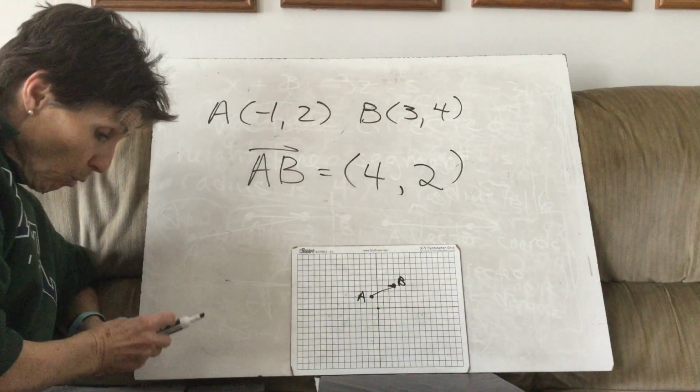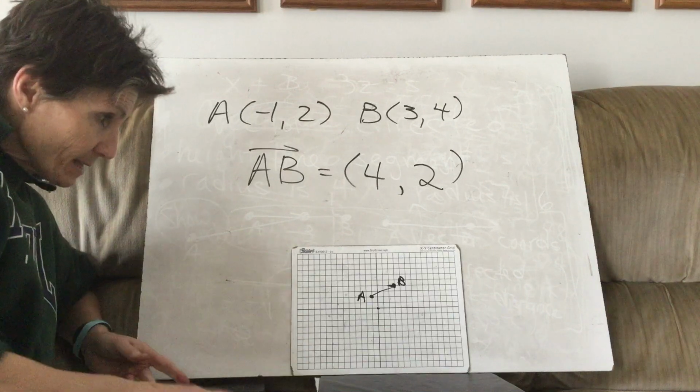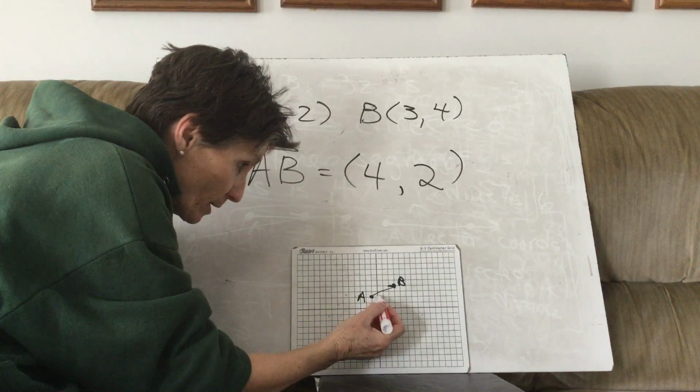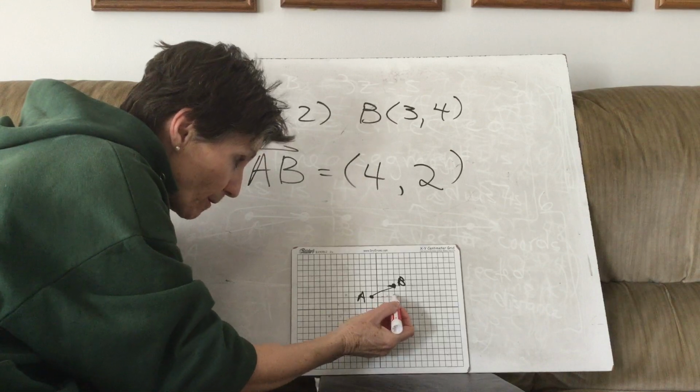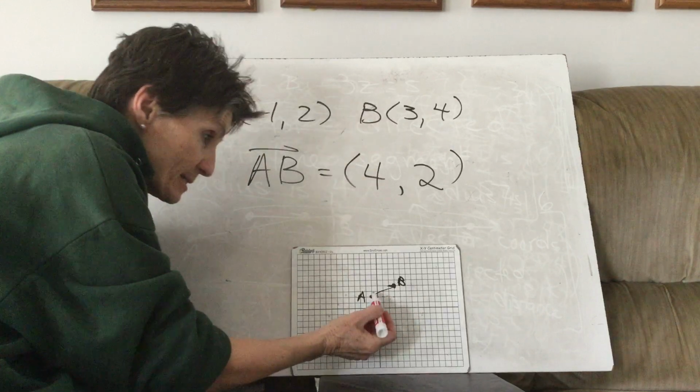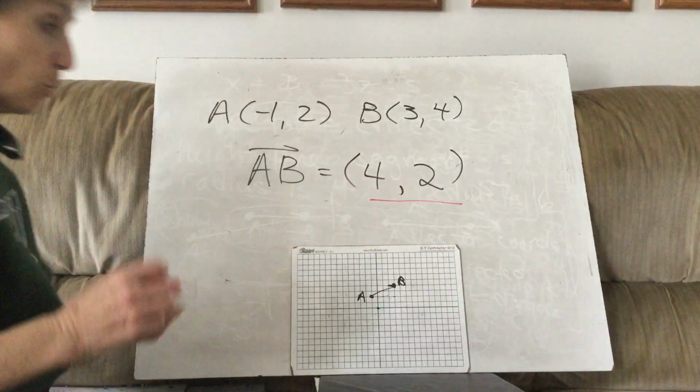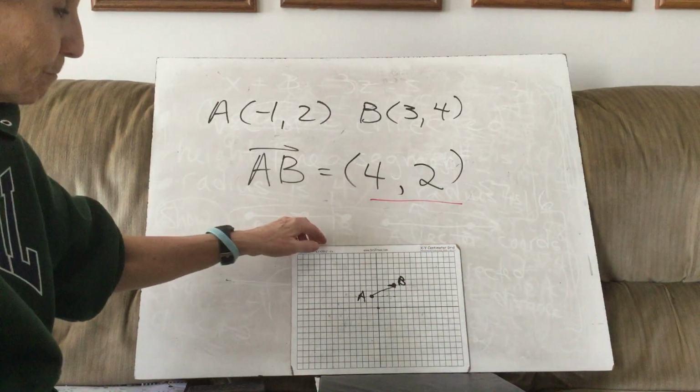Now, to get from point A to point B, we went over 1, 2, 3, 4, and up 2. See that? We counted over 4 and up 2. Those are the coordinates of the vector.